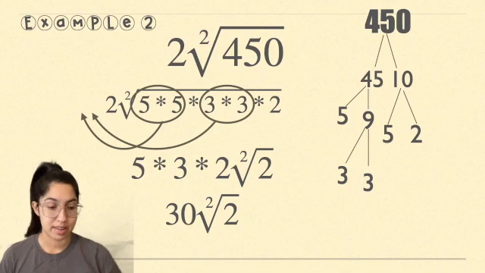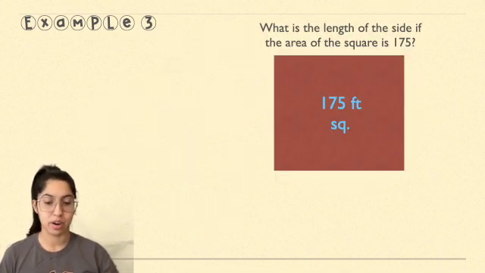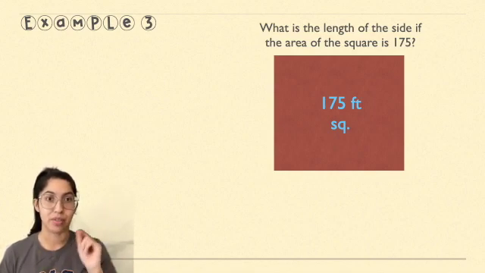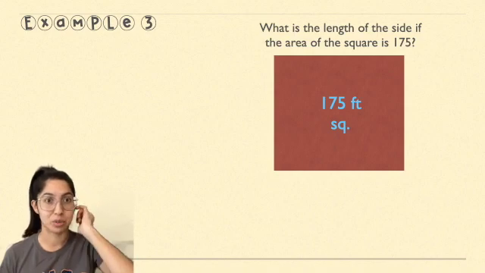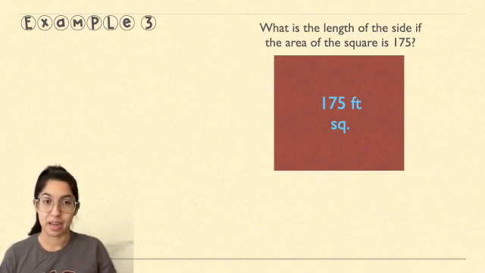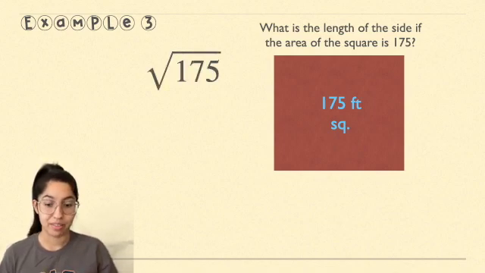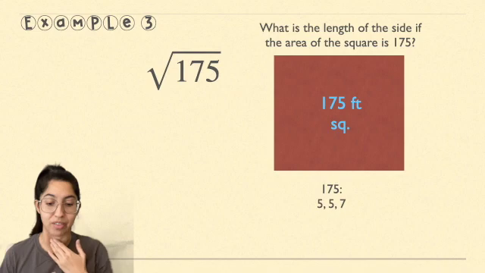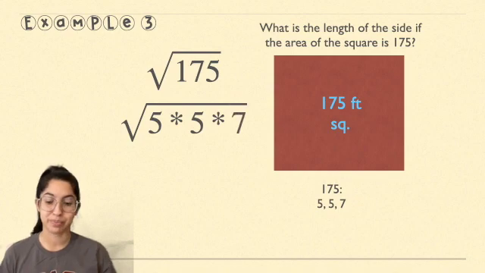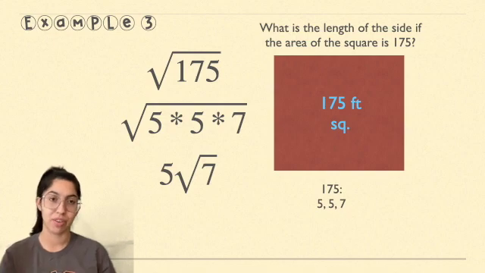Okay, next one, example 3. We're given a square. We want to know what is the length of the side if the area of the square is 175. You will have a question like this on your test. Super similar. It's got a bit of a bigger number, so be careful. So square root of 175, we're going to break that down. So the factors of 175 are 5, 5, and 7. Let's put that in the radical. So 5 times 5 times 7. I do have a pair of 5s. So that pair of 5s is coming out, and I'm just left with the square root of 7.